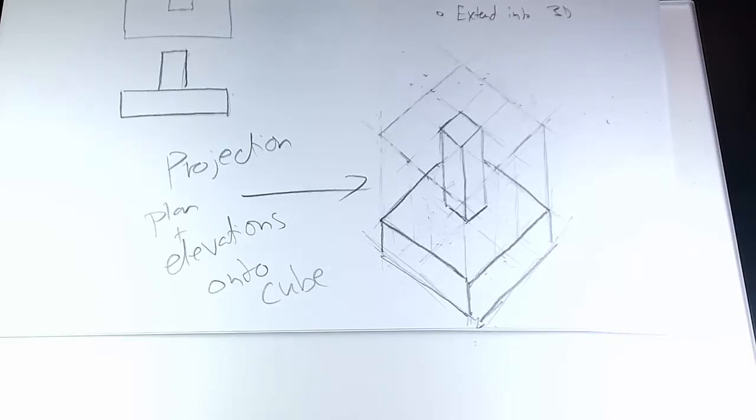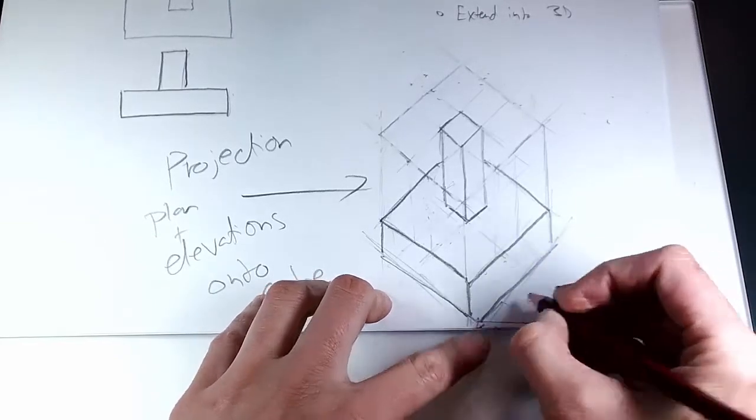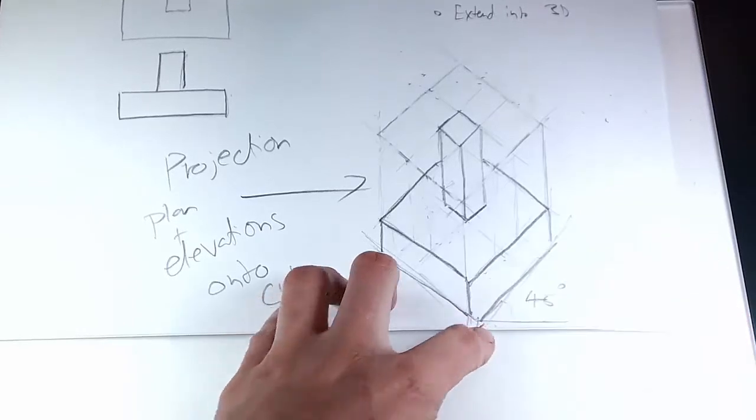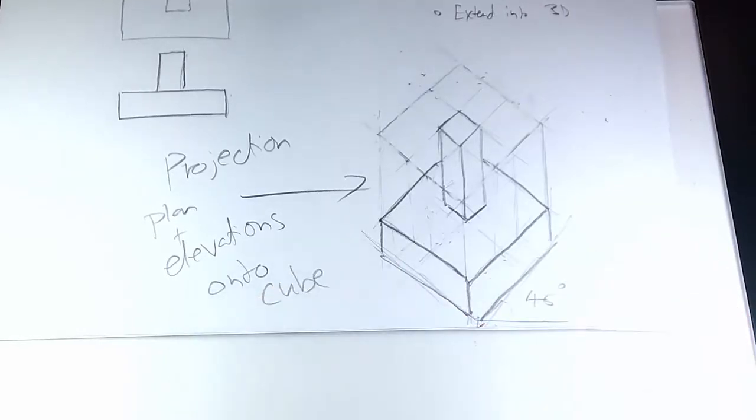Now for the axonometric view, all of these lines are going to be about 45 degrees. And that's because we started off with our plan, angling that to 45 degrees and extruding that down to create the image.